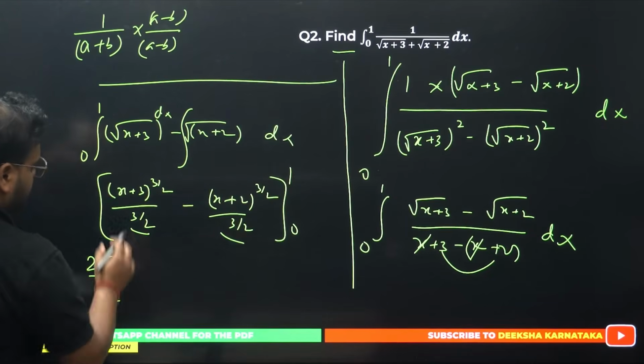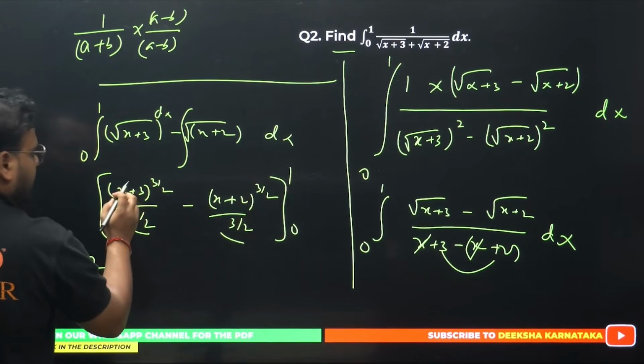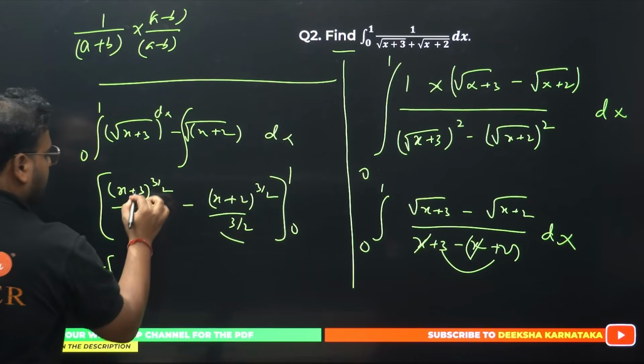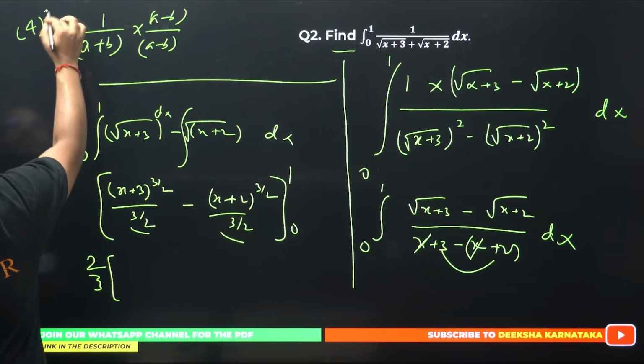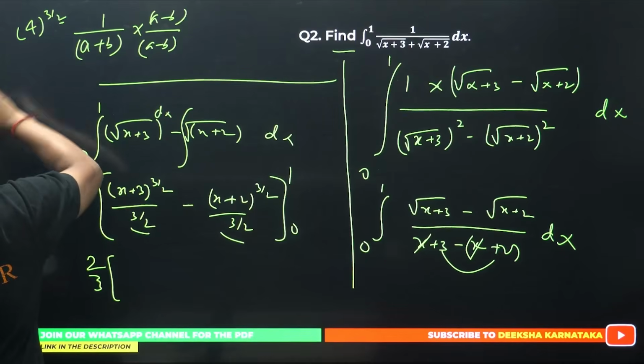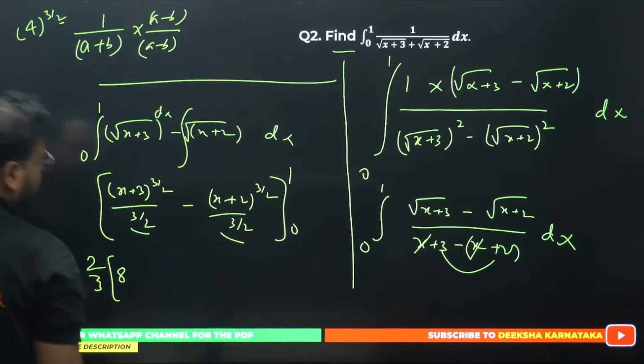Please check. What is this? Put 1 over here, it becomes 1 plus 3 is 4. So 4 power 3 by 2. 4 power 3 by 2 is what? Root of 4 is 2, 2 cube is 8. This is 8, sir.